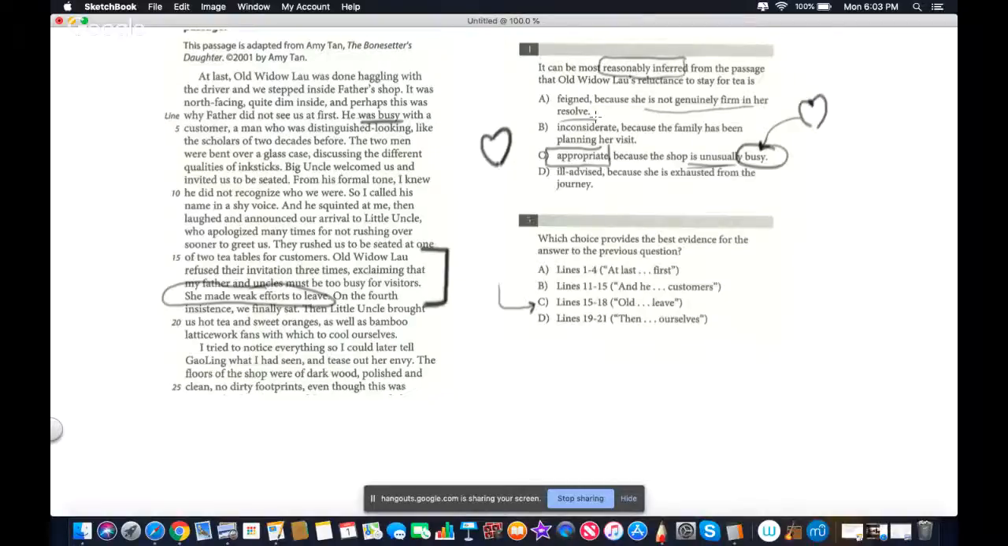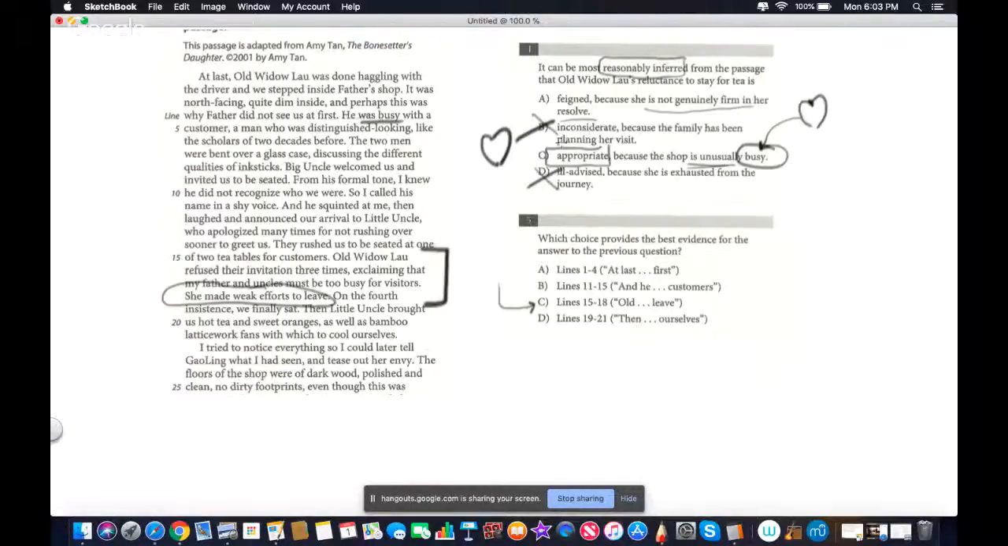What I want you to learn from this is it doesn't matter if you don't know where the word feigned is. If the rest of this answer makes sense, I mean, she's certainly not being inconsiderate. It's not ill-advised. That doesn't really make a heck of a lot of sense. I haven't seen anybody pick those yet. If you did, I'm not saying that you don't have a reason for it. Please let us know what your reason is, and I'd be happy to work that into an explanation next time.